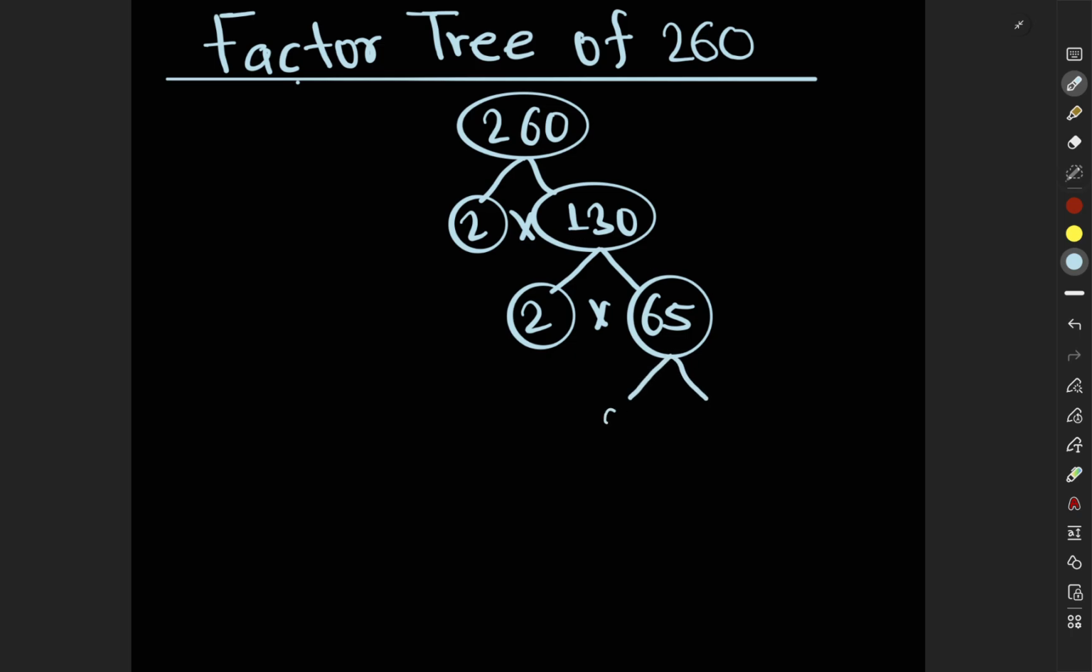65 can be written as 5 times 13. 5 times 13 makes 65.